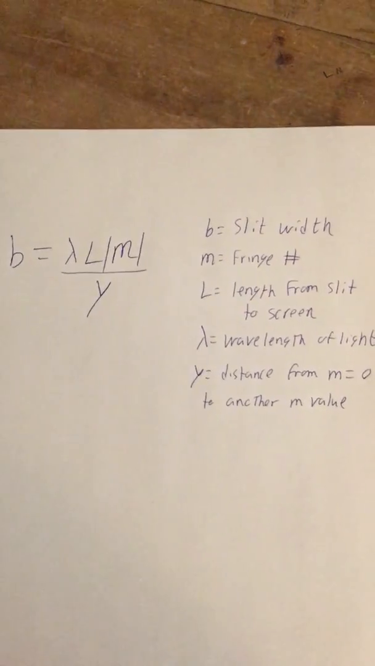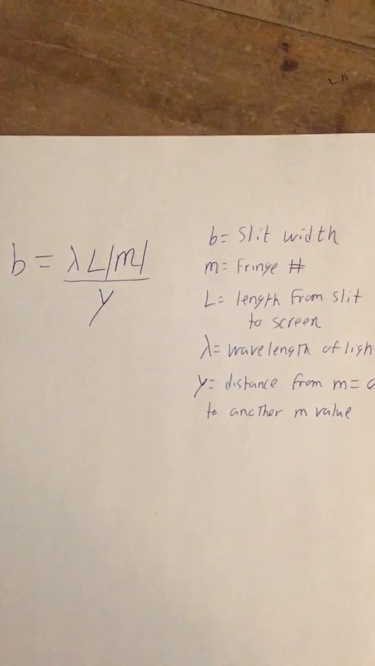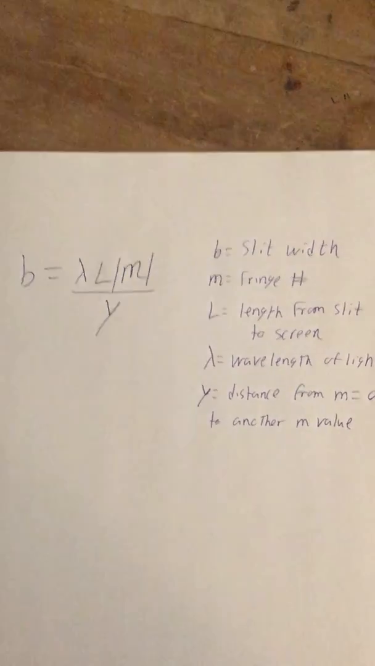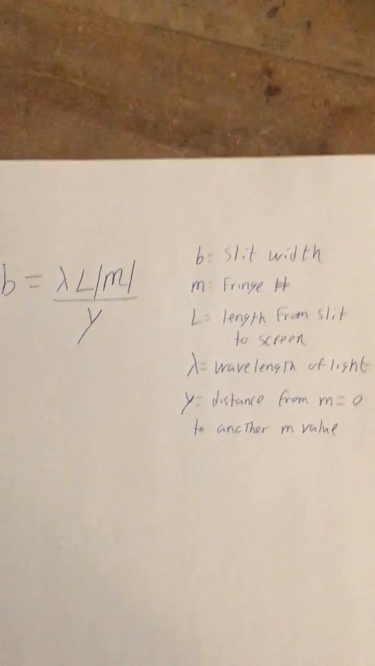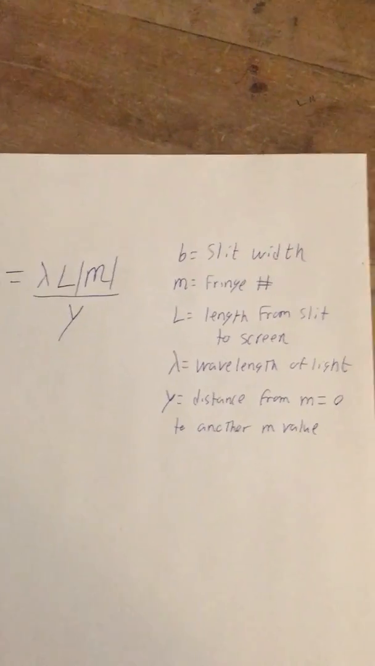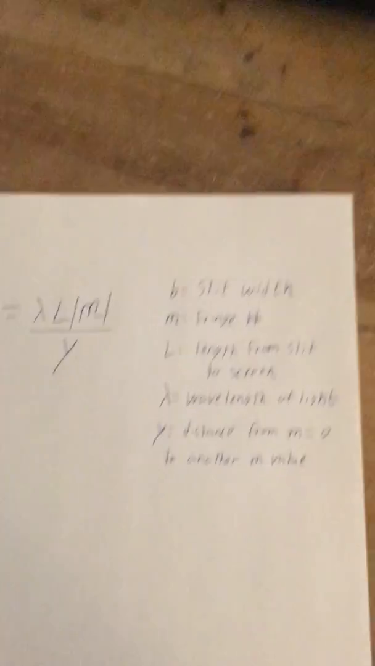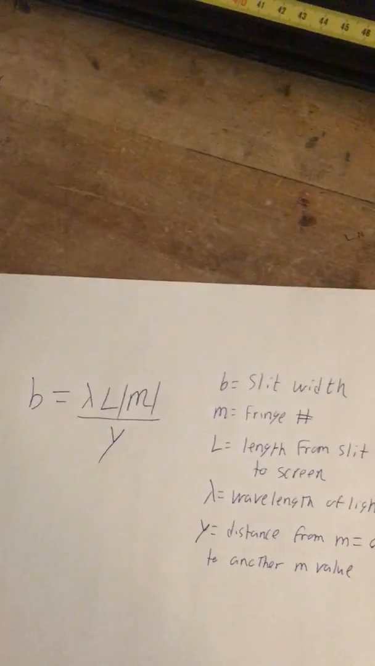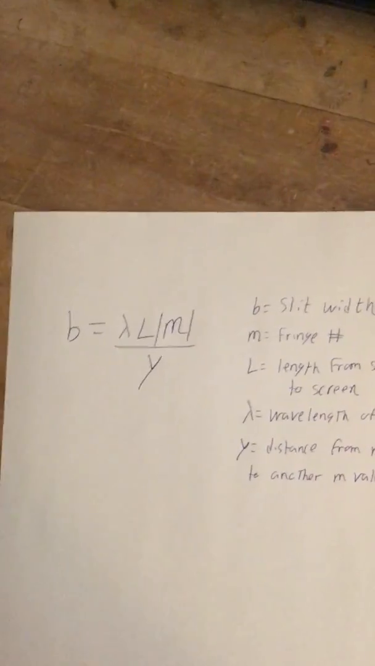Where b is the slit distance, which we're trying to confirm. Lambda would be the wavelength. L is the distance from our slit to where we're seeing the pattern. Y is going to be the distance from that center value to any of these smaller fringes out. And m is the number of fringes you go out from the center bright value.